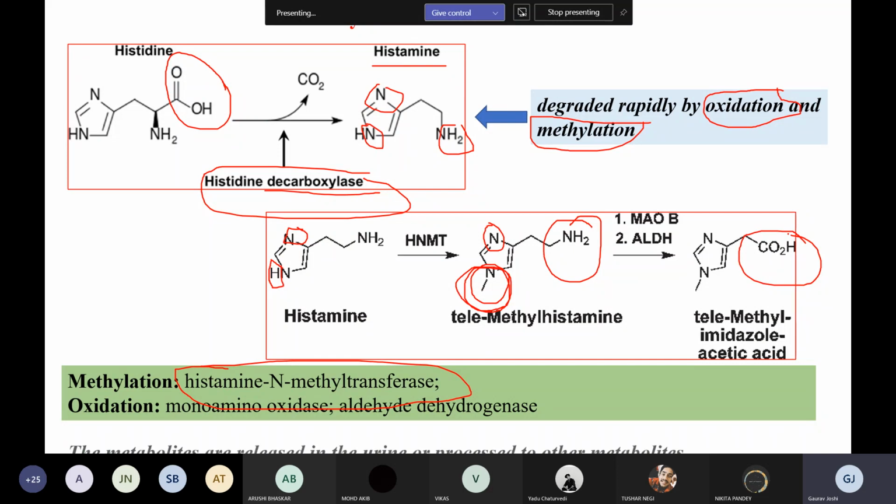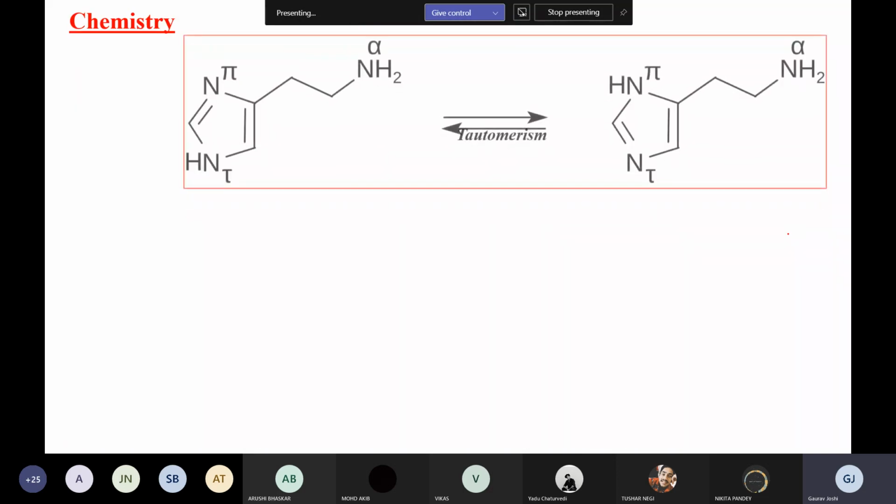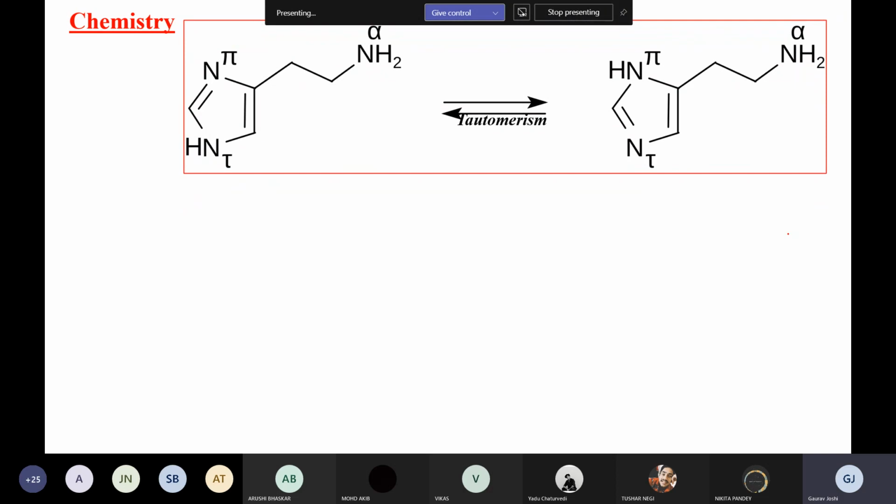Now we'll move a little bit to the chemistry. Again we'll be moving to your B Pharm fourth semester. In the imidazole, you might know about tautomerism. Tautomerism is there. So what is tautomerism? Anyone? On the basis of your knowledge from B Pharm fourth semester, what is tautomerism?